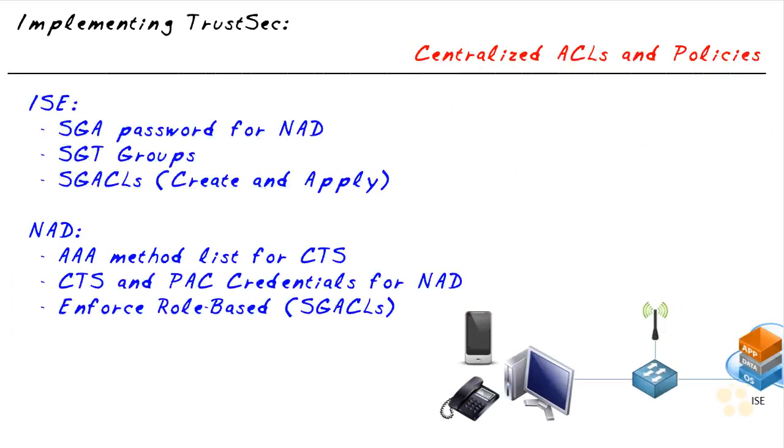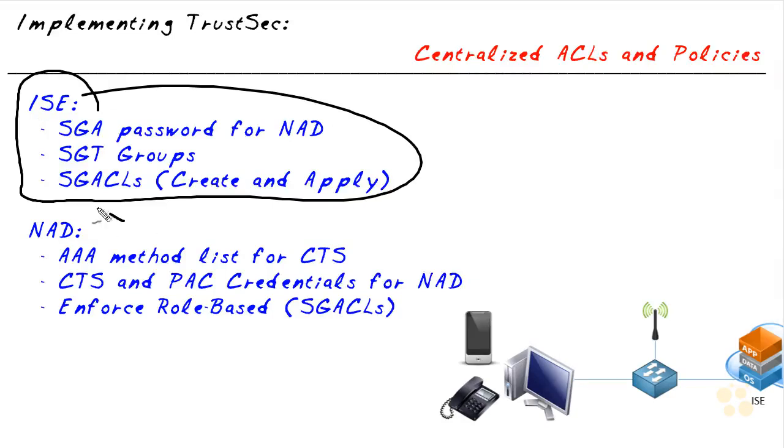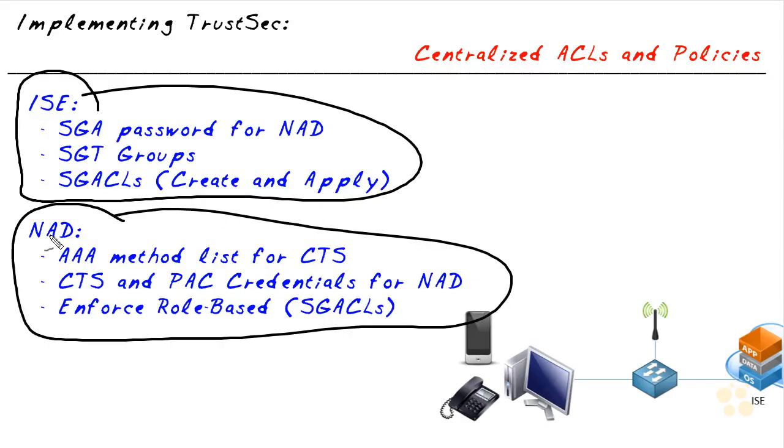In this nugget, we've taken a look at some configuration that's required on the ISE server as well as on the network access device to implement Cisco's TrustSec that allows us to do security group ACLs based on security group tag numbers instead of having to manually implement access control lists on multiple devices in our network.